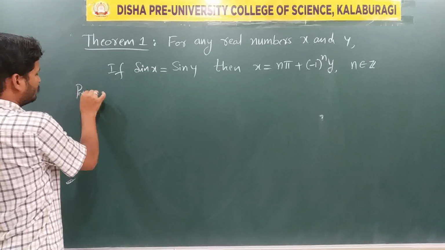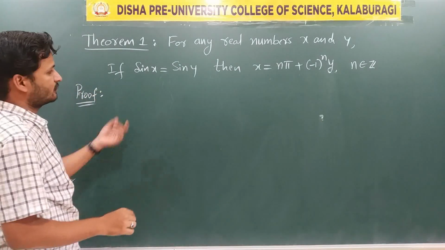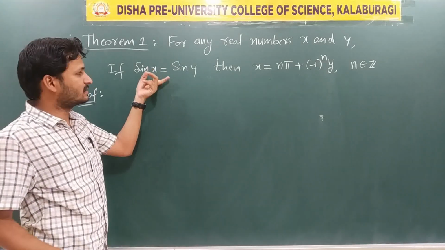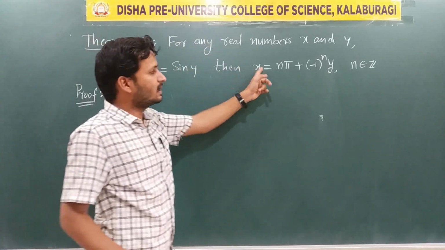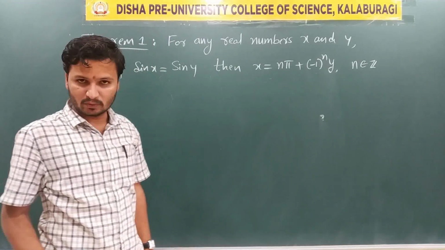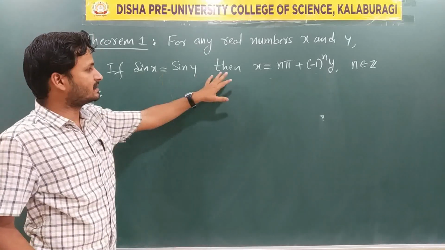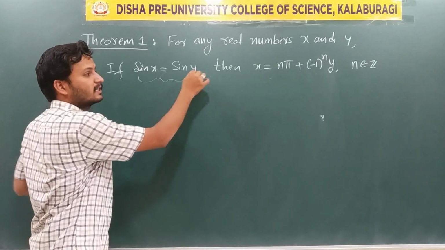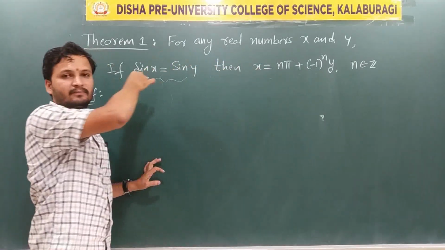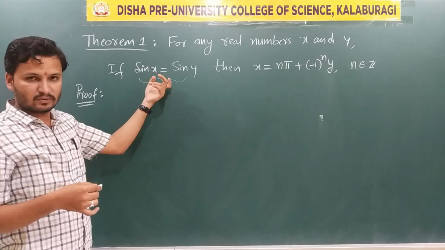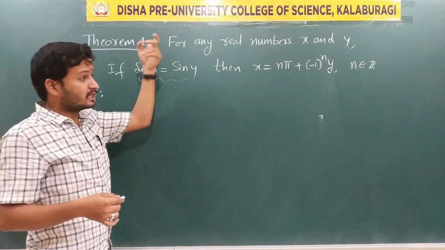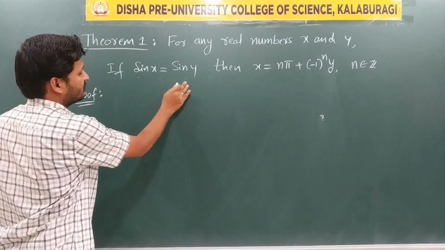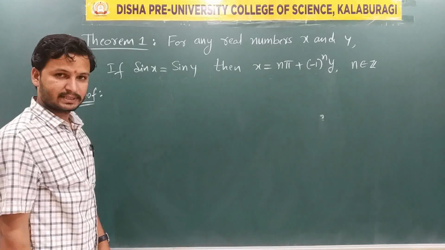So in order to prove this statement, first we need to consider sin x is equal to sin y. By using this condition, we need to prove that x is equal to n pi plus (minus 1) to the power n into y. This is what it exactly means: if this is true, then this is true. If the statement sin x is equal to sin y is true, then we need to prove that this statement is also true. So here we need to consider first sin x is equal to sin y.